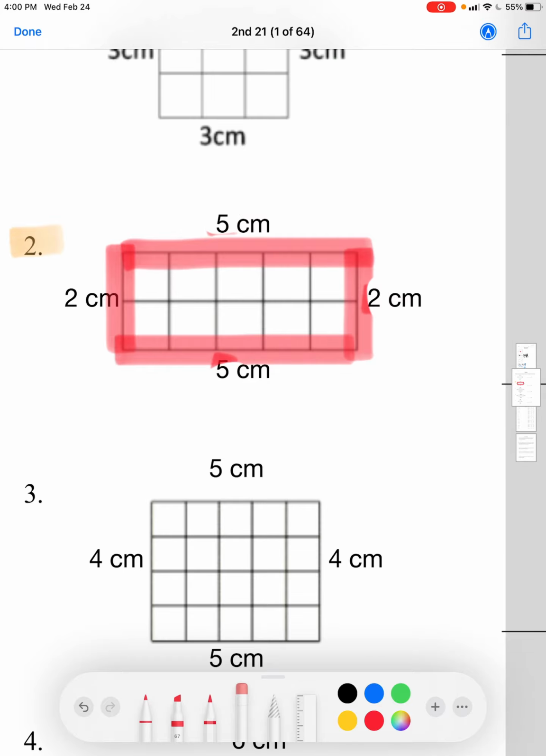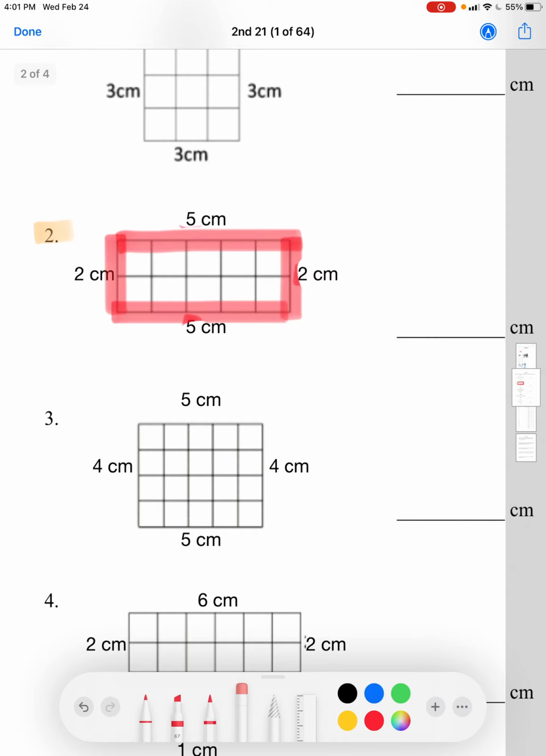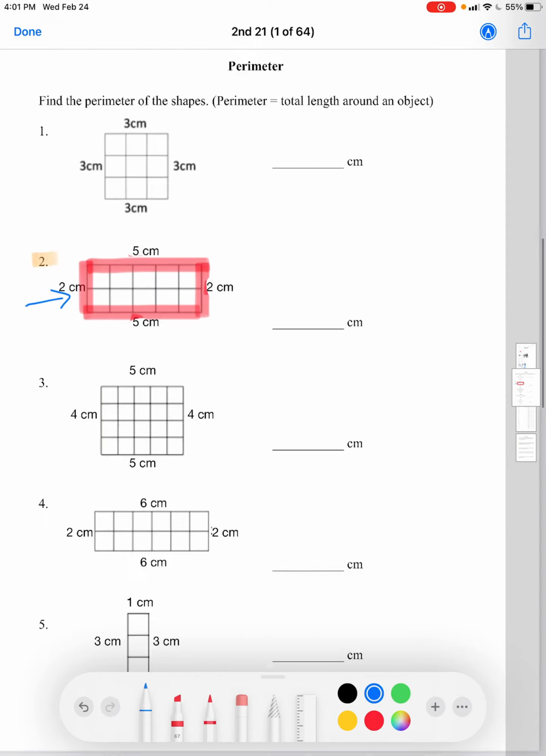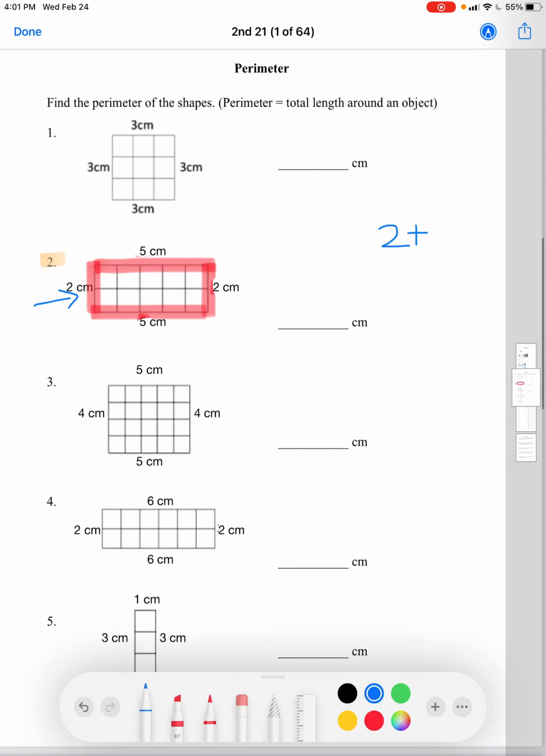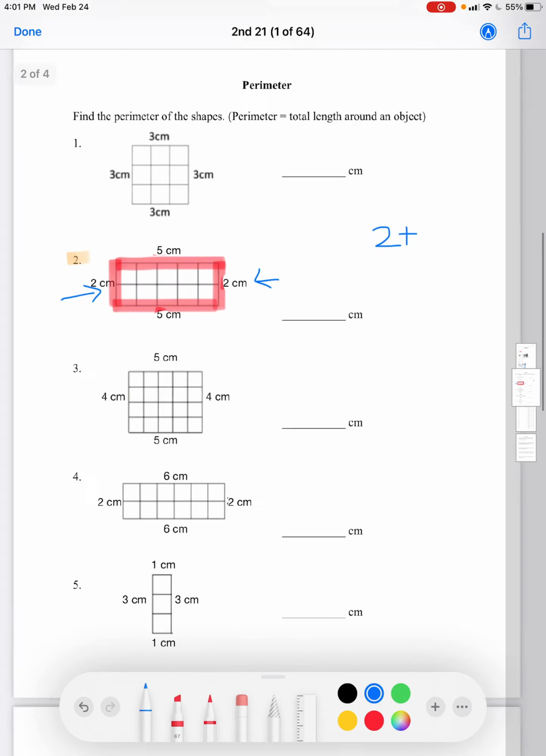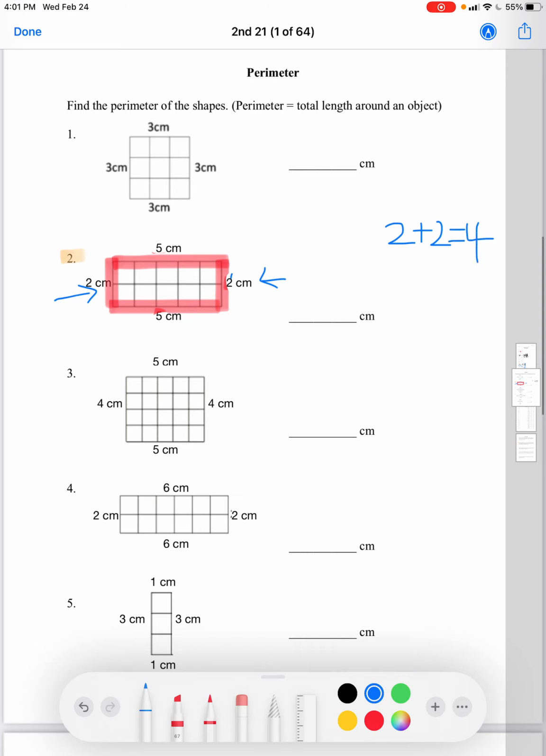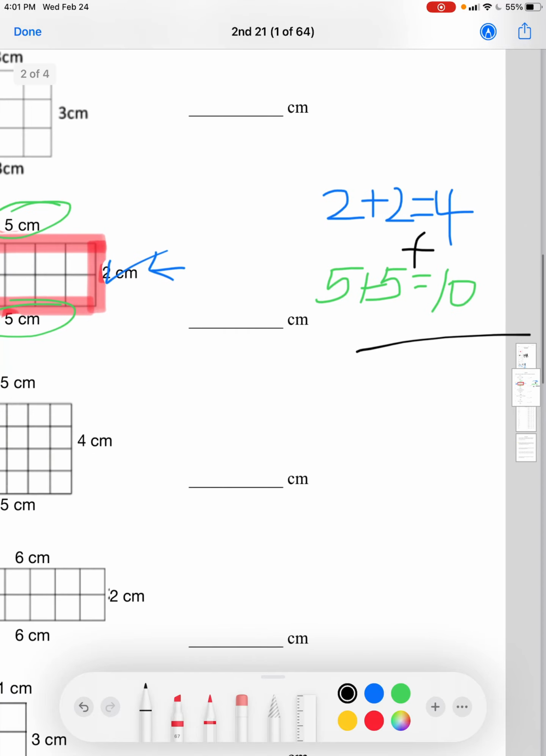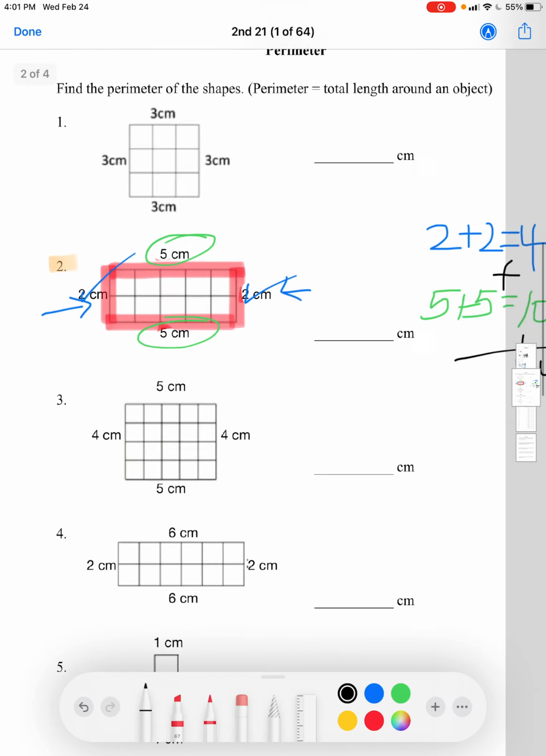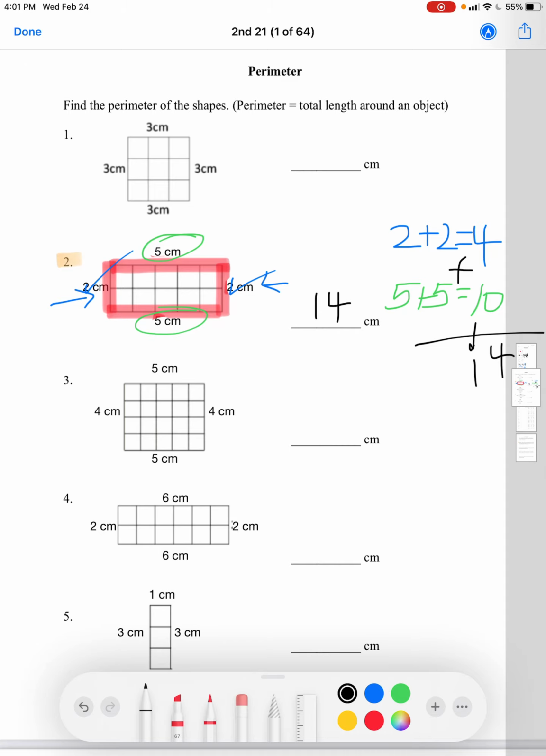So first, let's start with this side. I'm going to add this 2 with the other 2 right here. 2 plus 2 equals 4. Now we got the 2's out of the way. Now we have to add these 5 centimeters. We'll add 5 plus 5, which equals 10. Now, in order to get the total length, we're going to add the 4 and the 10 together. We have 0 plus 4, which equals 4. Bring down the 1. The total length around this object, this rectangle, is 14 centimeters.